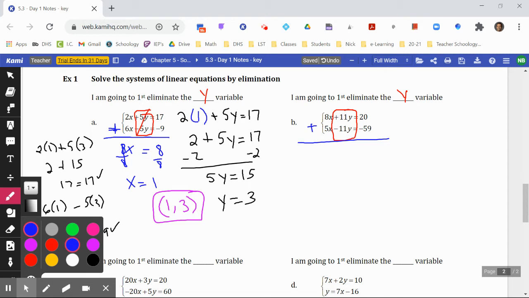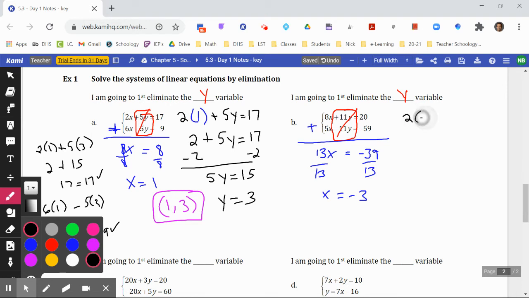So then we get 8x plus 5x is 13x. Right, my y's are eliminated, equals negative 39, right? Negative 20 plus a negative 59 is a negative 79. So now I divide both sides by 13, and we get x is equal to negative 3. All right, again, I'm going to solve for my x. I got to get that y variable now. So I'm going to look at both of my equations in that system, and I'm going to go ahead and use that top one this time because that one looks a little bit easier to work with.